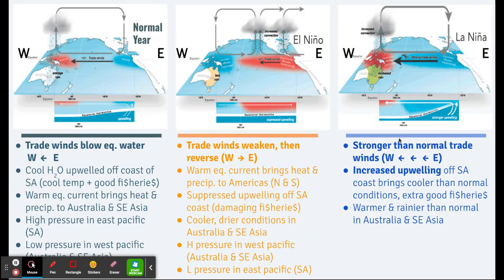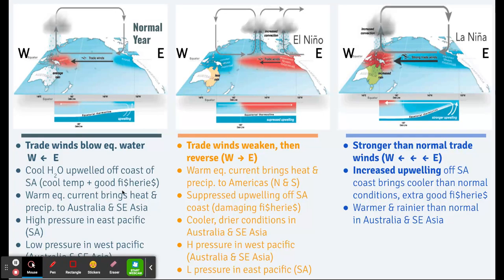And then here we can see the La Nina, which is the opposite, a stronger than normal trade wind. So this is almost like an exaggerated version of a normal year. That's how I like to think of a La Nina, where the trade winds are really blowing strong from east to west. This increases the upwelling.